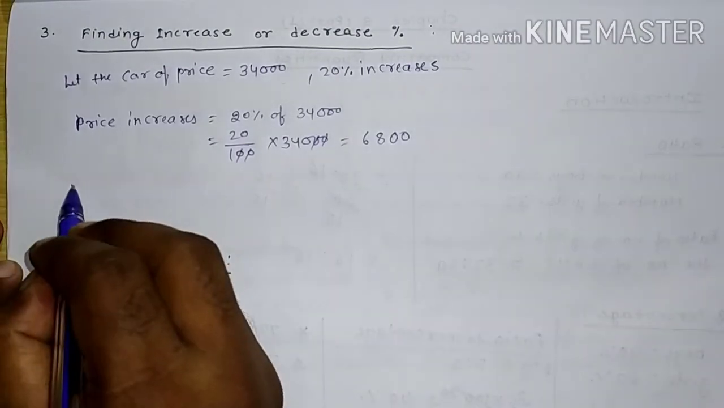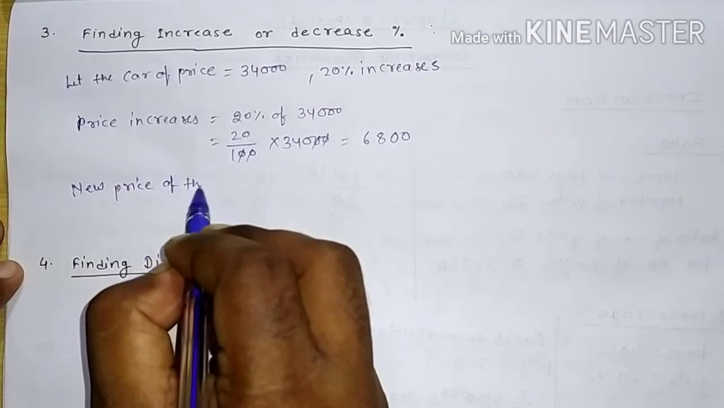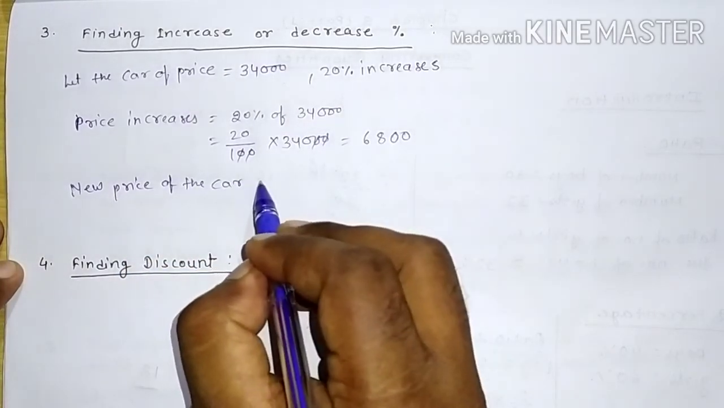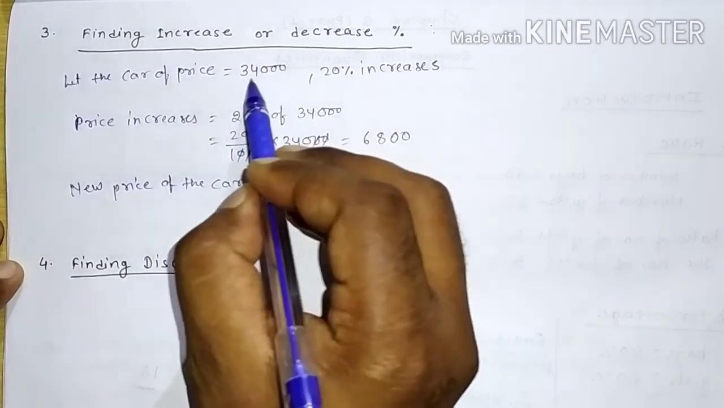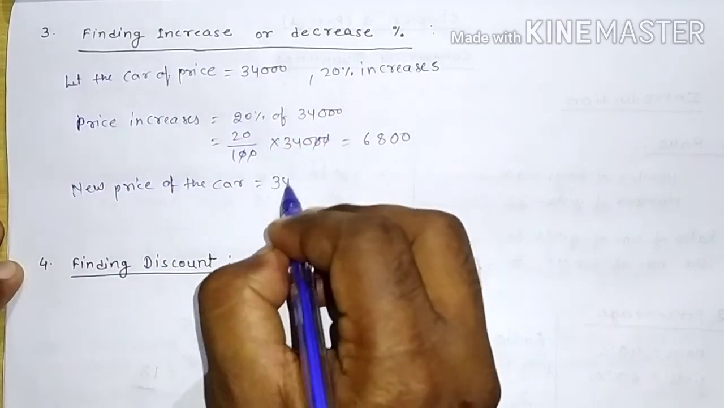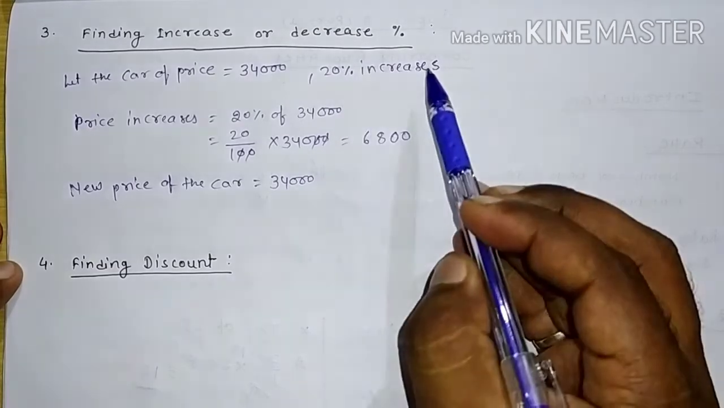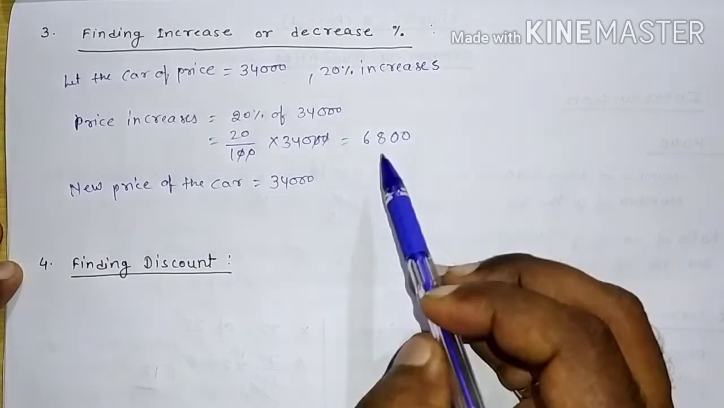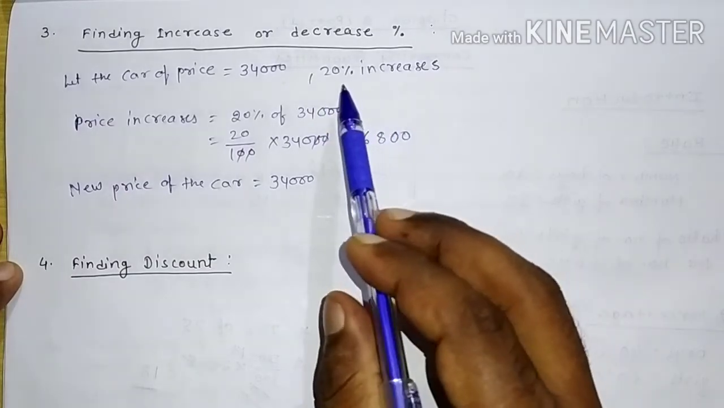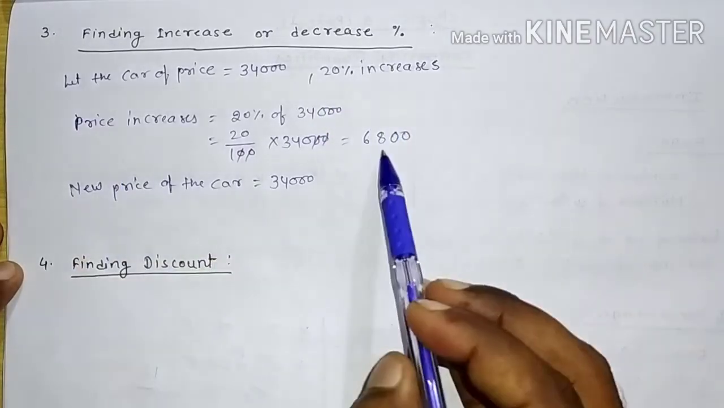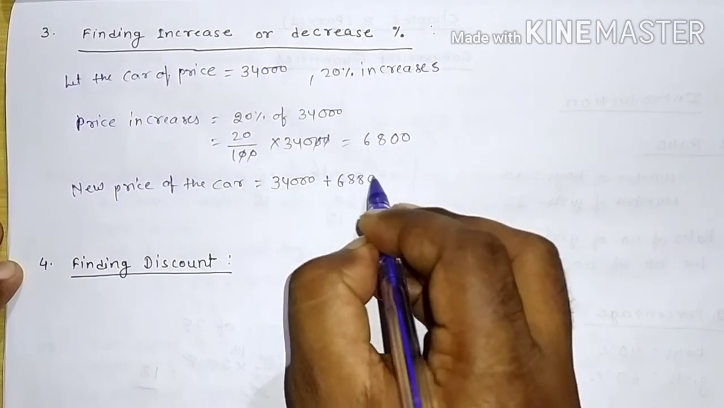So the new price of the car equals 34,000, the old price of the car, so just 34,000, and here 20% increases. Increase means we have to add this number, or decrease means we have to subtract this number. So here 20% increase, so the 20% of the price is 6,800, so just add it, 6,800.